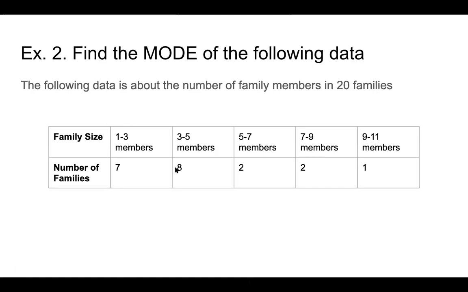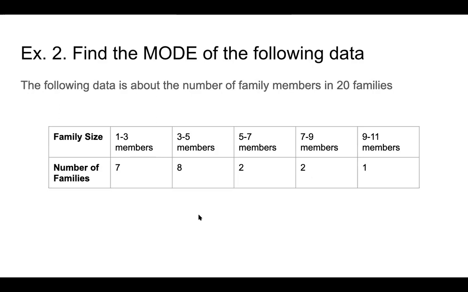Then there are 8 families which have either 3 or 4 people, 3 to 5 people in it. There are 2 families which have 5 to 7 people in it. There are 2 families which have 7 to 9 people in it. So this is a little big family. And then there is one family which has 9 to 11 people in it. So this is the biggest family in your neighborhood. Okay, so this is the data for them.